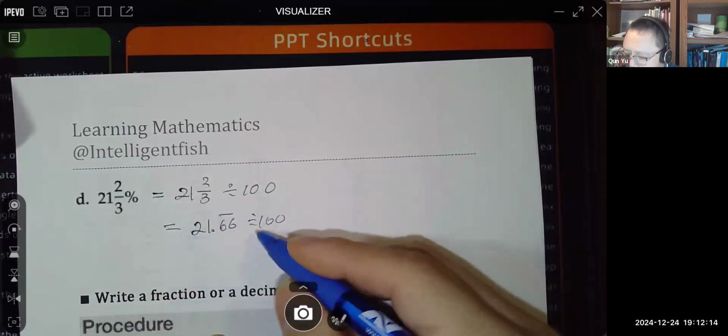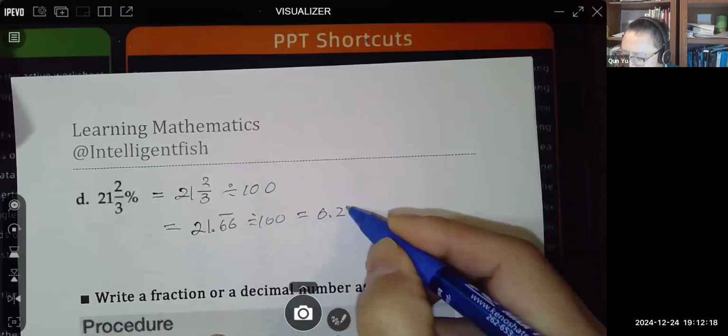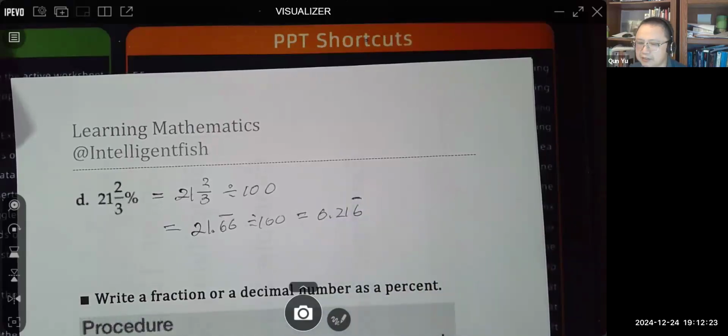You can also just do the division straight. You get 0.216, and this 6 is repeating itself. Yeah, that's the final answer.